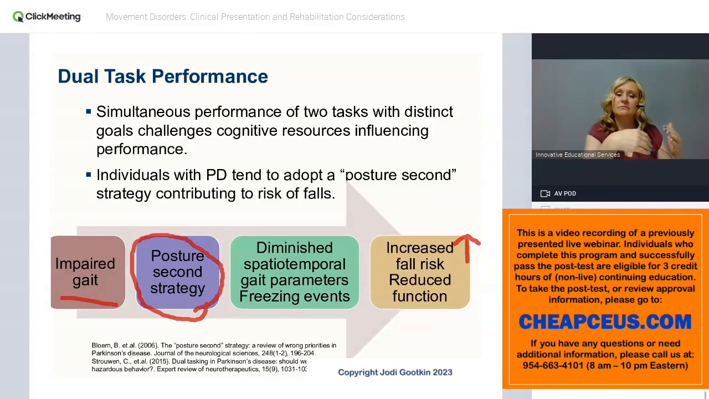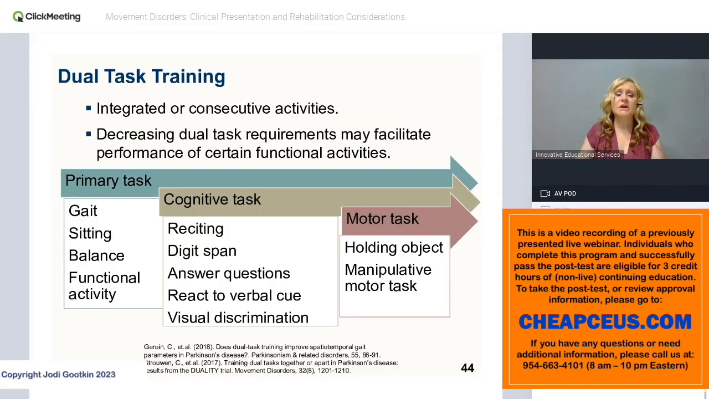Their balance might be compromised. If they are someone who is going into meetings and they're still working on their computer and someone's talking to them and they're standing up, well, they may not be able to coordinate all that. So be aware of this with that posture second strategy, that you're looking at opportunities to train in dual tasking.